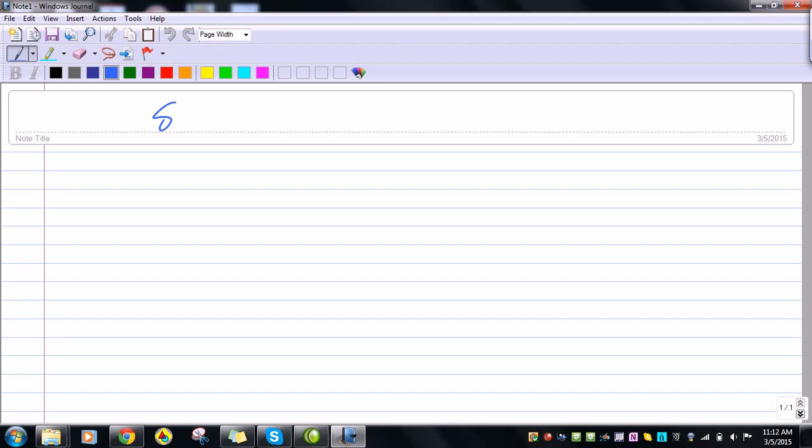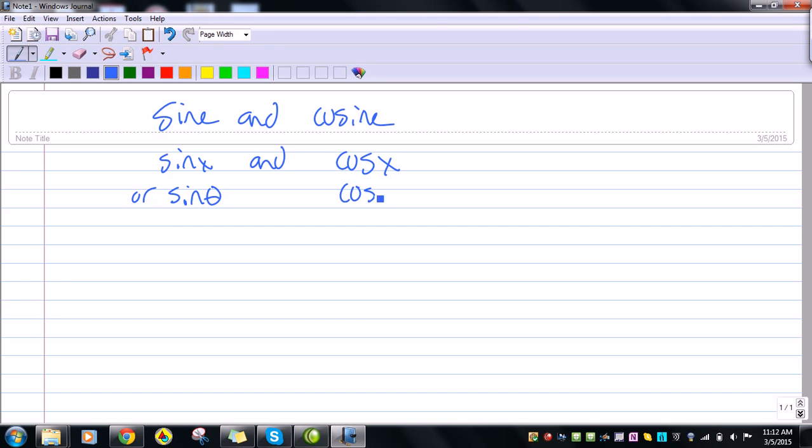So again, we're talking about sine and cosine, right? But we write them really as sine of x and cosine of x, or sometimes you'll see sine of theta, theta being that angle. Okay. So the question I asked you to consider for today was, what is the cosine of 135 degrees? And we're establishing what that means and how we get that value.